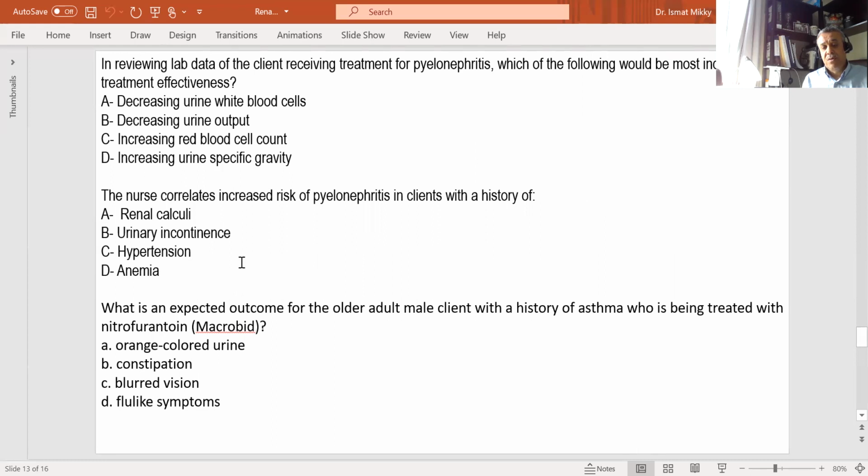Next question, the urine correlates increased risk of pyelonephritis in clients with history of renal calculi, which is an expected outcome for the older adult male client with a history of asthma who is being treated with Macrobid or nitrofurantoin. It's flu-like symptoms. That's one of the expected side effects.